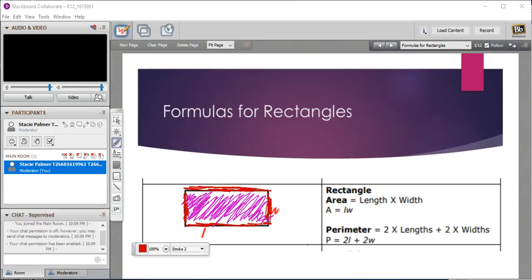So the way that we find perimeter is we do 2 times the length and we add that to 2 times the width. Because if we're talking about a rectangle, you're going to have 2 sides that are the same, our width, and 2 other sides that are the same, which would be our length. So to find area, we multiply length times width. To find perimeter, we do 2 times the length and add 2 times the width.